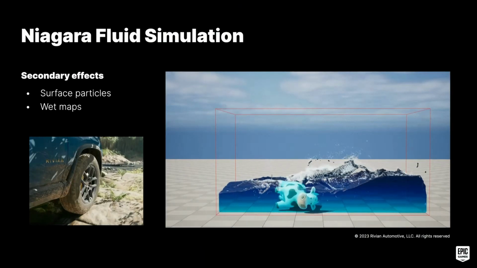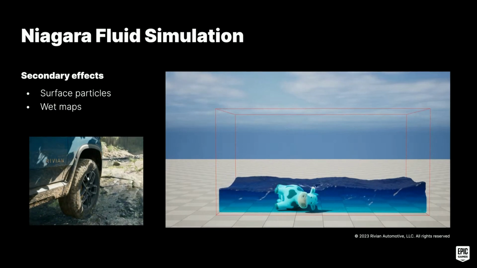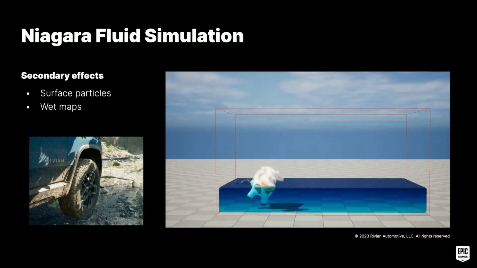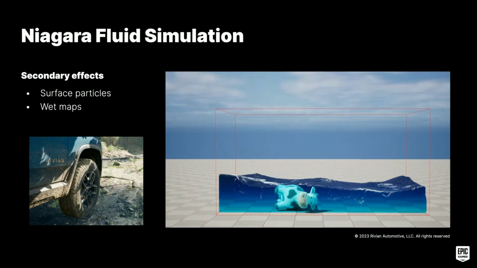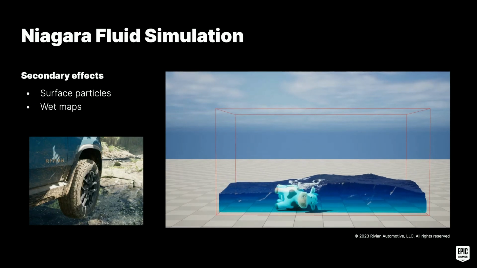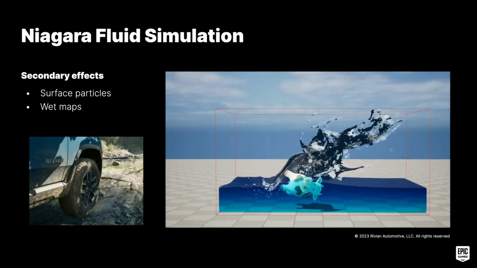Once the simulation is complete, surface particles and secondary effects like wet maps can be layered on top of the simulation results to add to the next level of realism. Here we see an example of a secondary particle adding a whitewater effect to the surface of the fluid. Also, within the demo, you will see trails of water that are left from the tires as the vehicle leaves the pond.